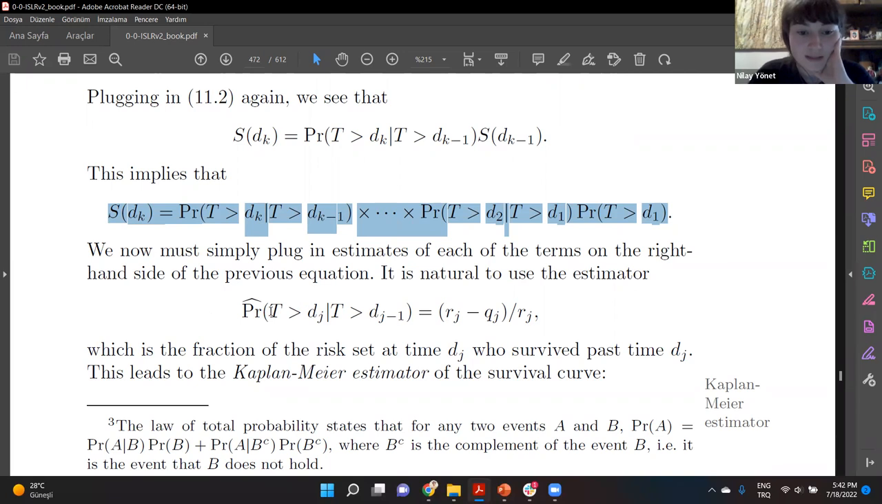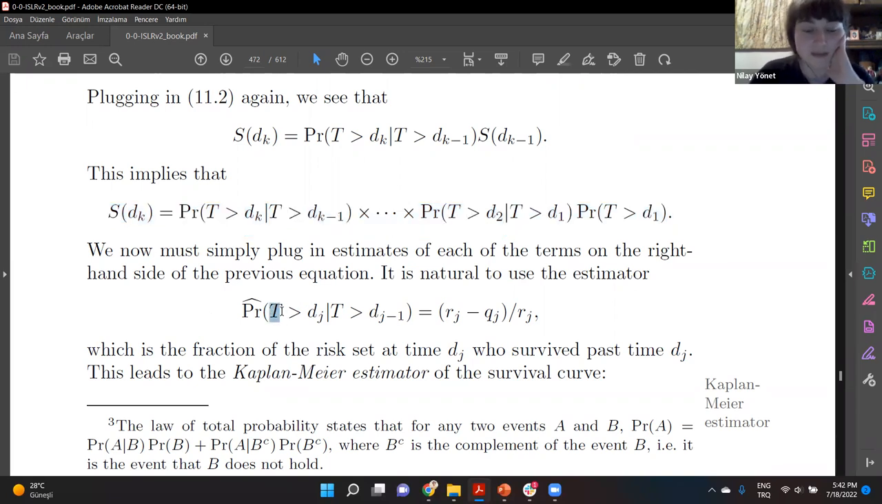The probability of T happening at time T is greater than time DJ. And this time DJ, the probability of this when T is greater than DJ is given. For this, we have this formula as RJ minus QJ over RJ. And R was the risk set. So just before time DJ, people alive just before this time, and QJ, people who died at this moment. So this RJ is risk set and QJ are who died.